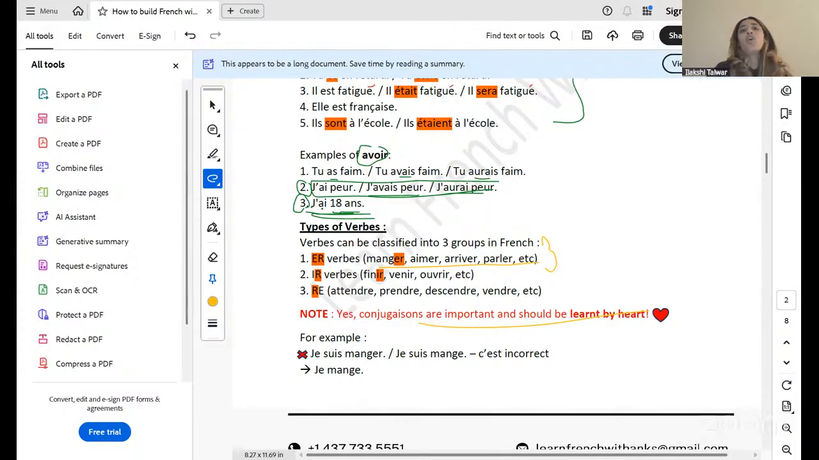You have certain examples on the screen in front of you. I want all of you to put in the chat one example each for ER, IR, and RE verbs that are not in the list right now. Let's throw in some verbs. Come on, guys. On the chat.